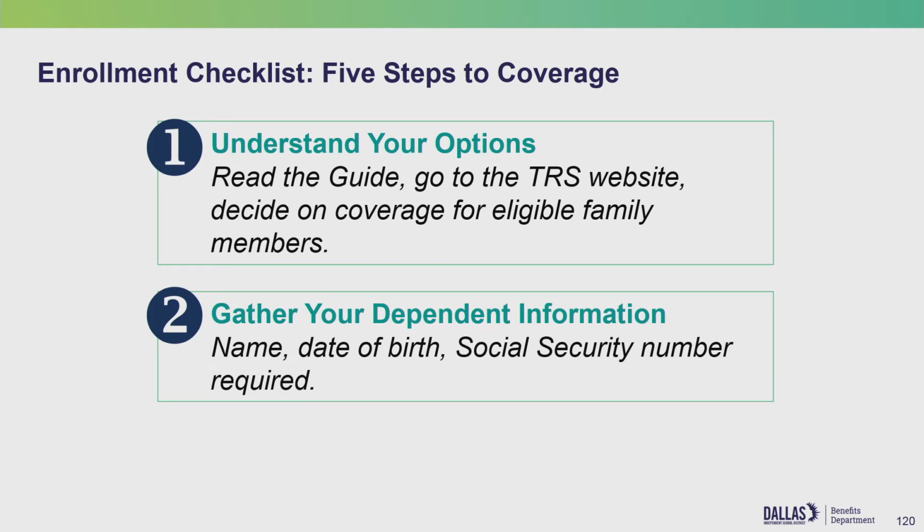Second, when you have a good understanding of all of your options, you should also decide if you'd like to cover an eligible dependent. If you're covering dependents, note that you will need to provide their names, their birthdays, and their Social Security numbers in order to enroll. Be sure to have this information handy and ready for your enrollment.